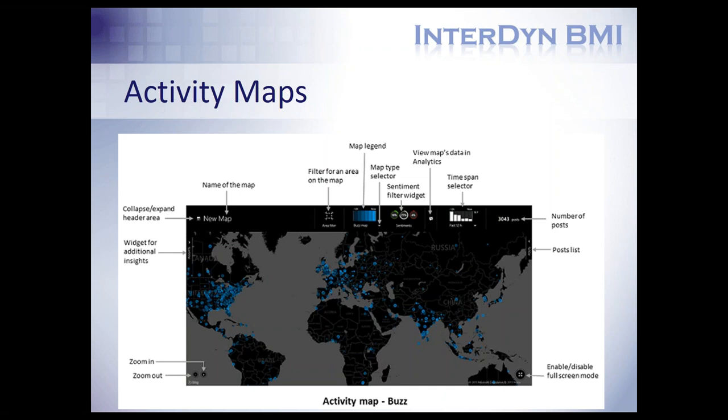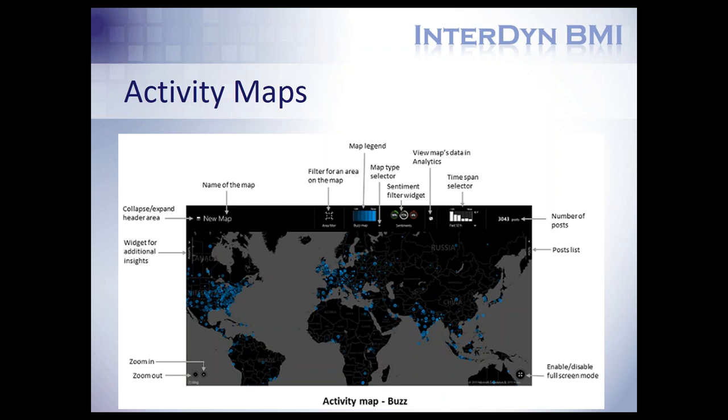The first one is a buzz map. So that's what we're on right now. You can see all these different shades of blue. And that shows geographically how active people are tweeting, posting Facebook blogs, news articles about your specific search topics.